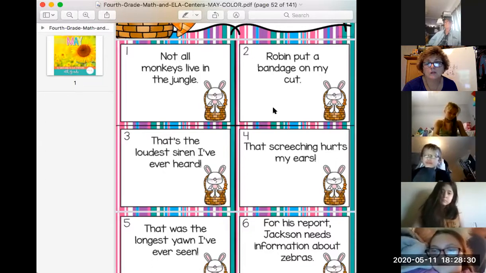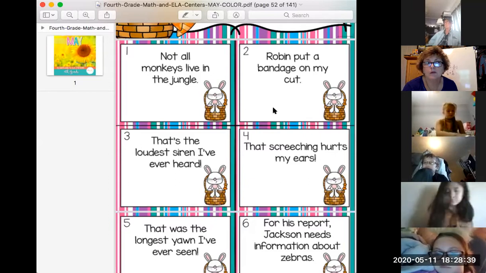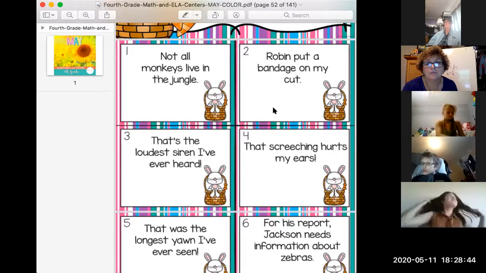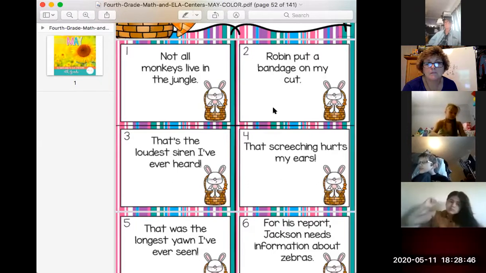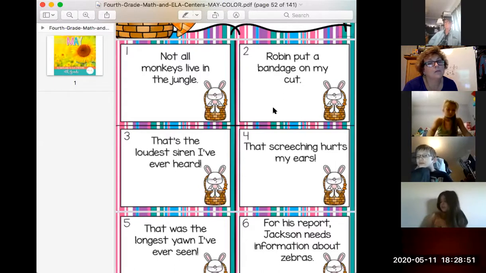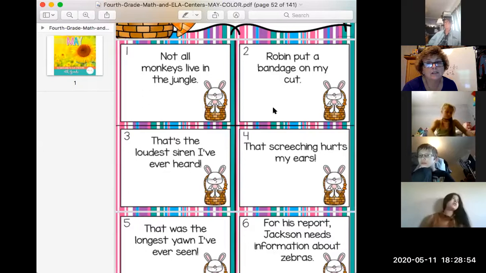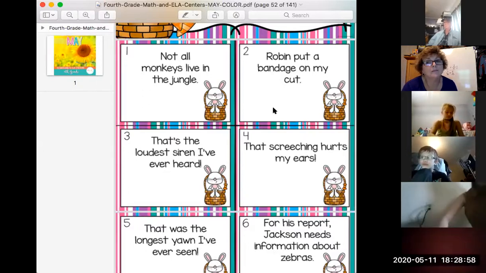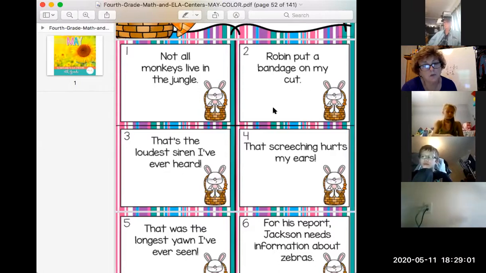Sorry, my dog's barking. There's a siren going down the road. What does it end with, Lily? An exclamation mark. And which one of those 4 would need an exclamation? What did we say exclamatory meant? Exclamation, right? Exclamatory means it ends with an exclamation point. So this is an exclamatory sentence.